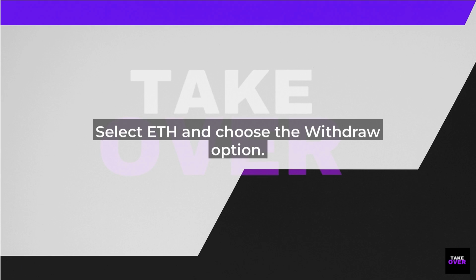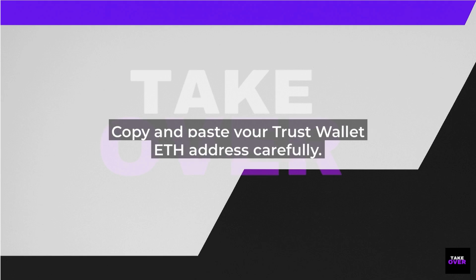Step 4. Choose the network. For ETH, stick with ERC20 or the default Ethereum network to ensure compatibility. Step 5. Enter the amount you want to transfer. Remember, there might be a small network fee, so check that before proceeding. Once you're ready, hit Withdraw and confirm with your 2FA or security measures.